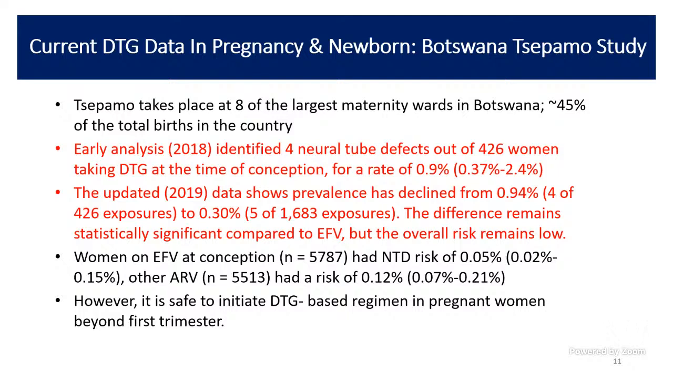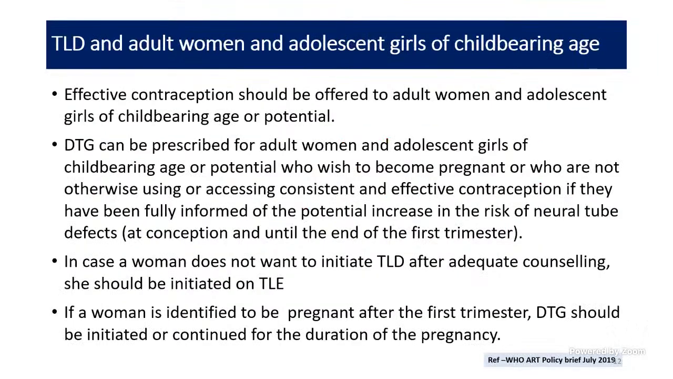So it is safe to initiate dolutegravir as the cohort is expanding and the studies are showing lesser amounts of neural tube defects. The outcomes are improving. But the Botswana study, as it is, if we rely on this study, our pregnant women, those who want to conceive, they should be counseled about dolutegravir side effect before we go ahead with their regimens. Now, effective contraception should be offered to adult women and adolescent girls of childbearing age or potential.